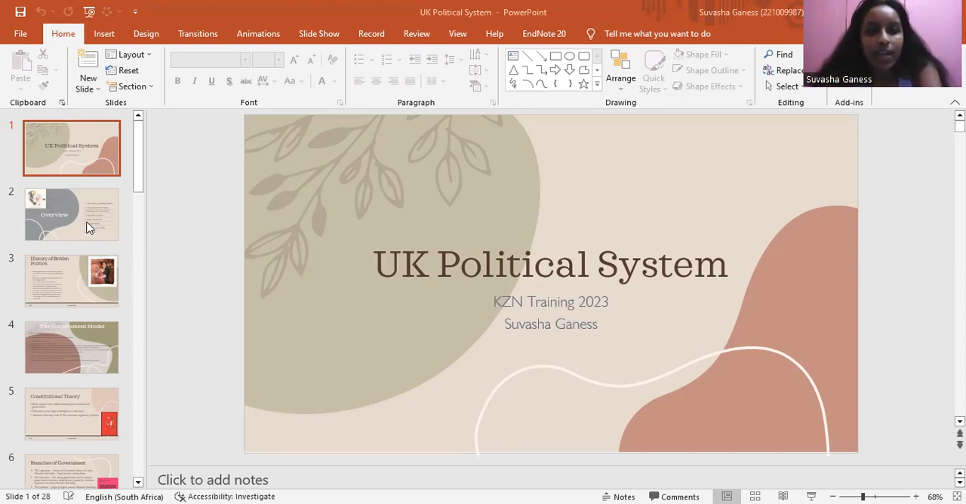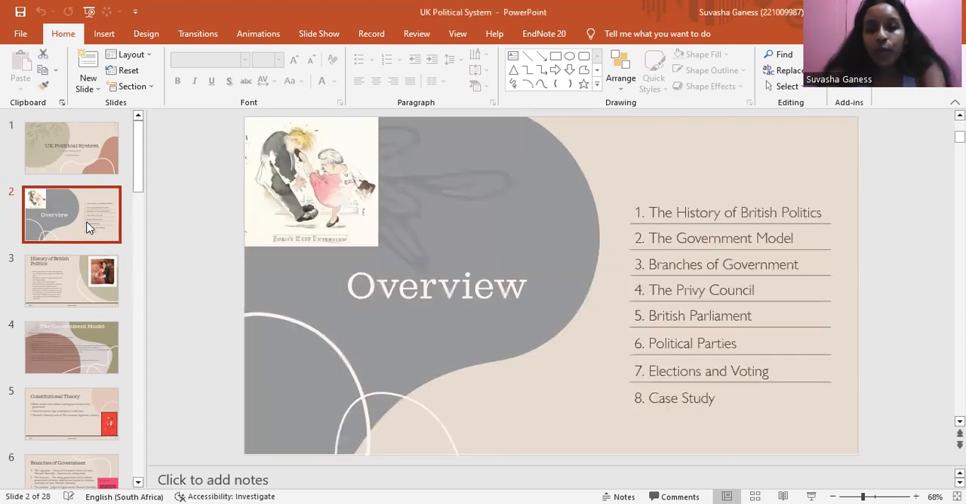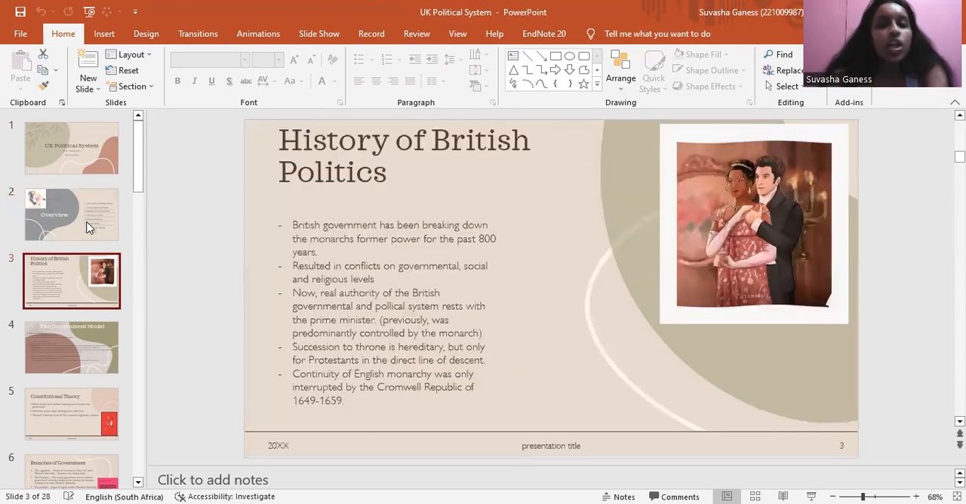So first thing, obviously we're talking about the UK political system. Our overview: we're going to be talking about the history of British politics, the government model, the branches of government, the Privy Council, British Parliament, political parties, elections and voting, and we're going to be looking at a case study. So let's quickly look at the history of British politics, right?